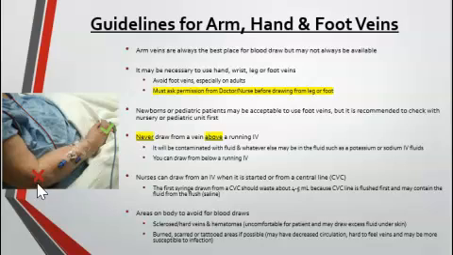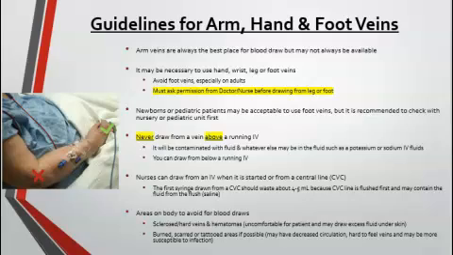So if we want to draw blood from this arm, because the IV is located right here on the arm, we have to go below the IV. The reason we can't draw blood from above the IV is because that blood sample could be contaminated with IV fluid or any kind of medications that could be included in the IV fluid.